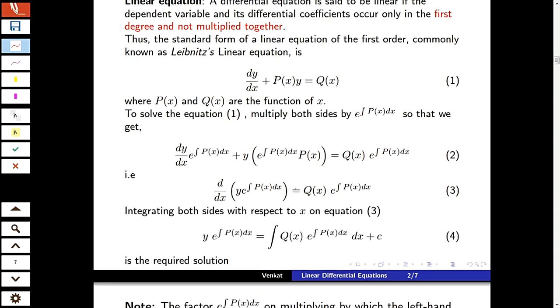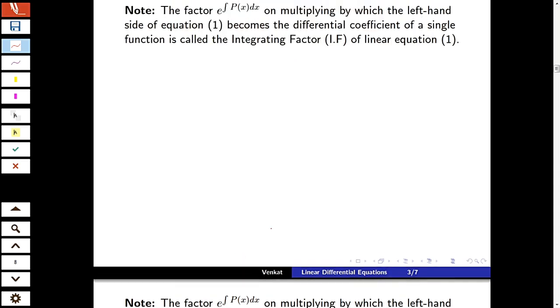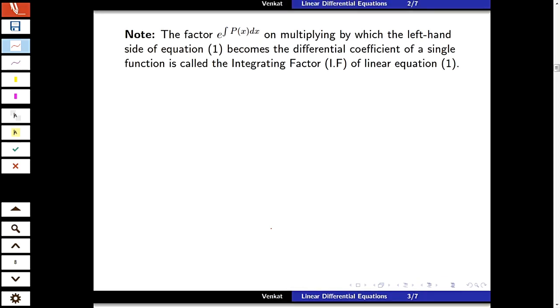If you integrate on both sides, differentiation and integration cancel out. On the left hand side you will get y into e power integral p of x dx, and on the right hand side the integration of q of x into e power integral p of x dx, with dx. This is called the required solution. The factor that we multiplied on the left hand side of equation 1 is called the integrating factor.